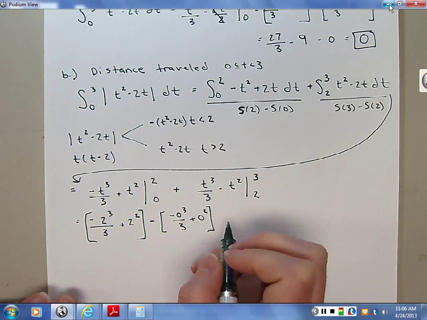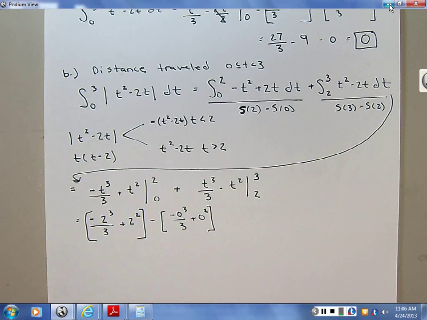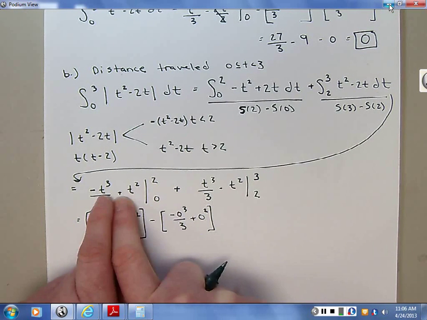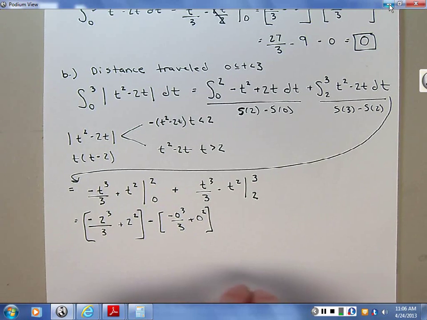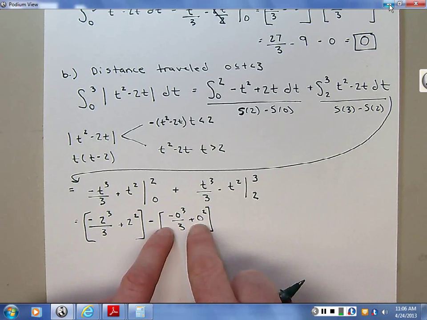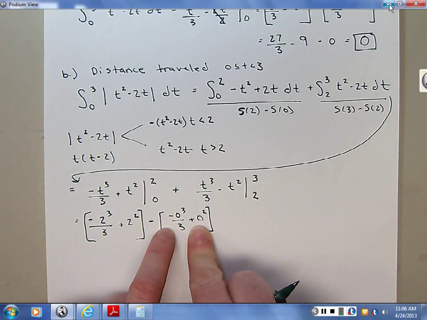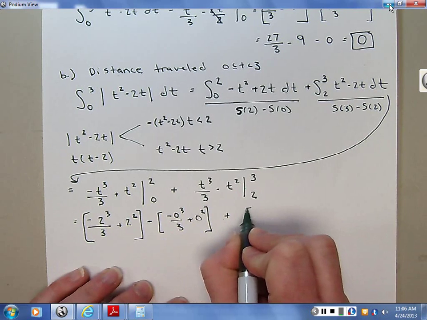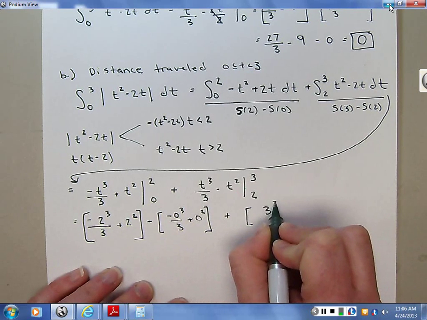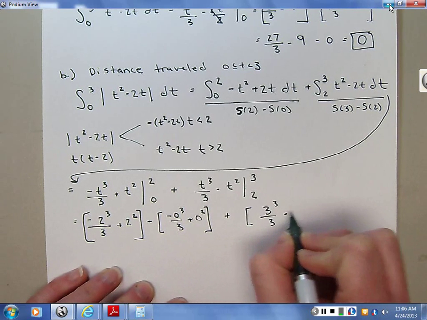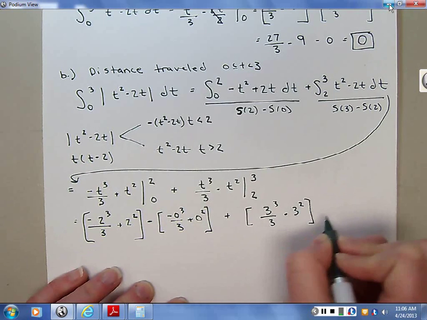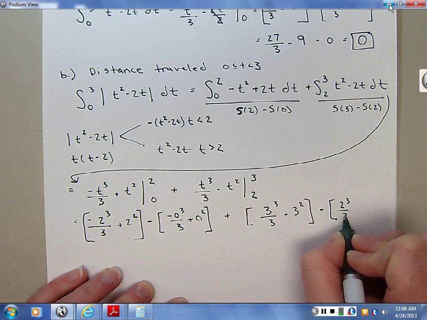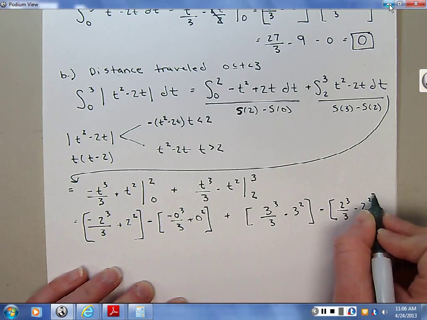So I'm just being really careful here, right? I know this is going to evaluate to be 0. Pretty easy. If I plug 0 in here, it's 0. But I want to show you step by step where this is going. If you know this is going to be 0, you don't necessarily have to write this out. You can just say minus 0. Plus, this is 3 cubed over 3 minus 3 squared minus 2 cubed over 3 minus 2 squared.